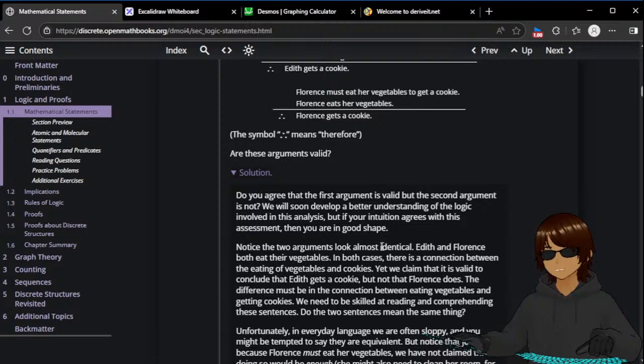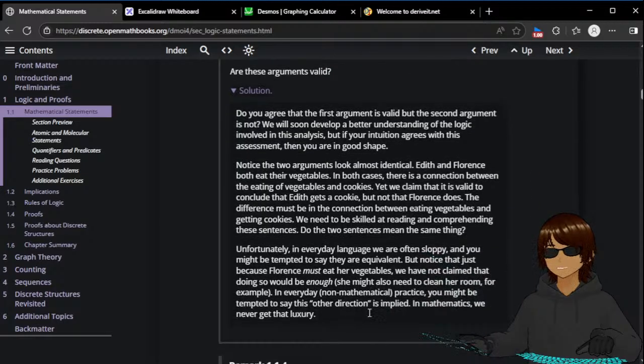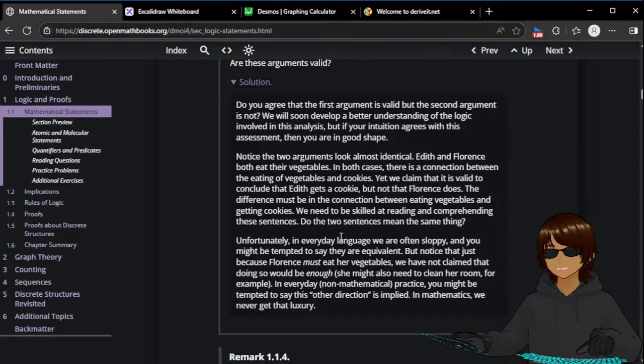So the two arguments look almost identical. Edith and Florence both eat their vegetables. In both cases, there's a connection between eating the vegetables and cookies. Yet we claim that it is valid to conclude that Edith gets a cookie, but not that Florence does. The difference must be in the connection between eating vegetables and getting cookies. You need to be skilled at reading and comprehending these statements. Do the two sentences mean the same thing? Unfortunately, in everyday language, we are often sloppy and you might be tempted to say that they are equivalent.